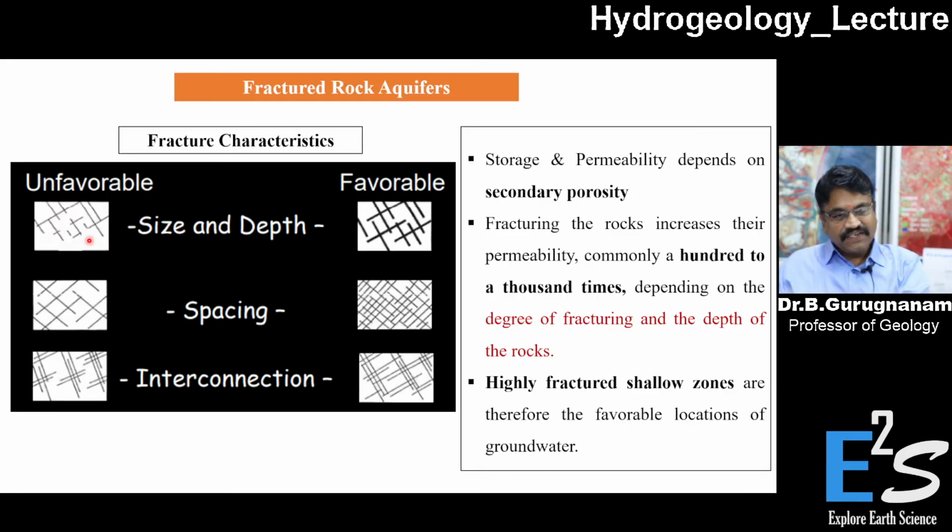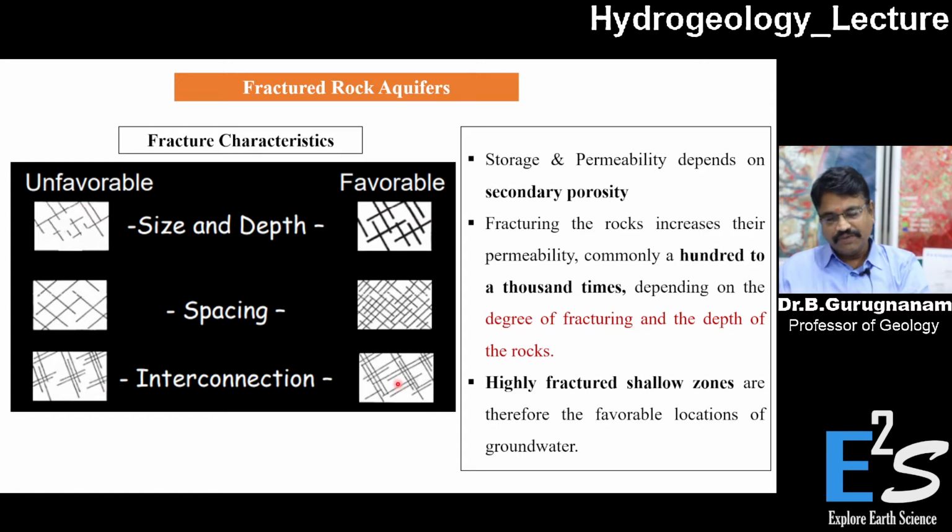If the size is less, it is unfavorable. If the size of the fracture is more, it is good. So both together, up to what depth the fracture extends also plays a major role. Similarly, for the spacing between the fractures, if it is less, again the expectation is less with respect to water, and if it is very closely connected, then it is highly favorable. Interconnection between fractures is one more factor; if it is less, again unfavorable.